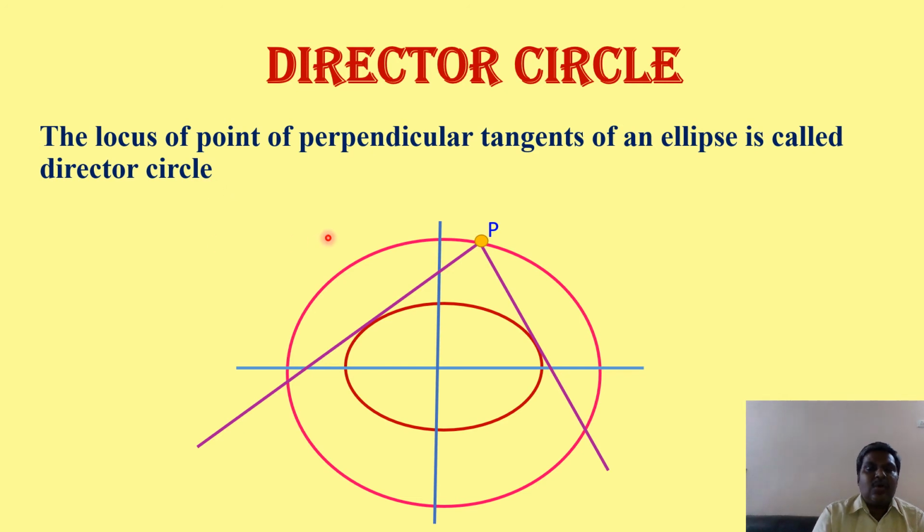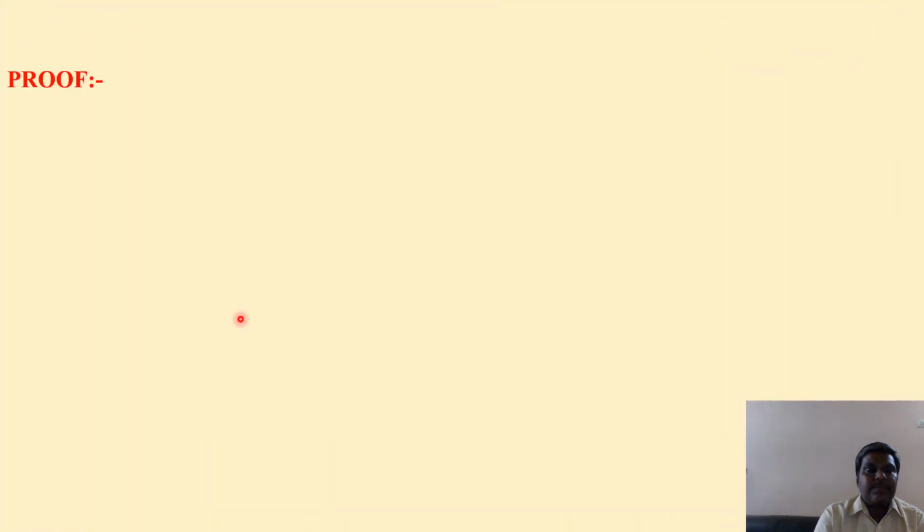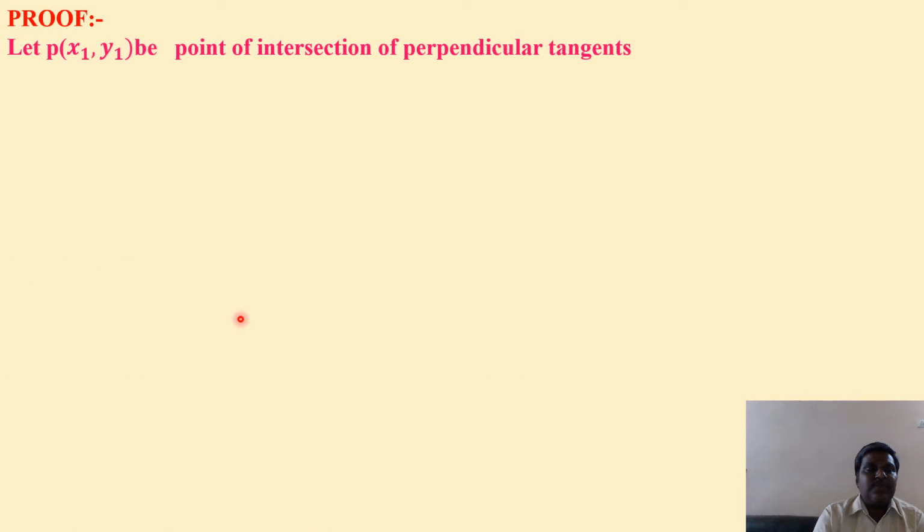How to prove this? How to find the director circle equation? Take any general tangent. Let us see the proof. Let P(x1, y1) be the point of intersection of perpendicular tangents. P(x1, y1) is what? The point of intersection of the perpendicular tangents of the ellipse x square by a square plus y square by b square is equal to 1.